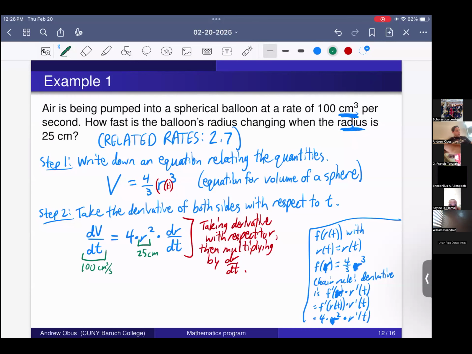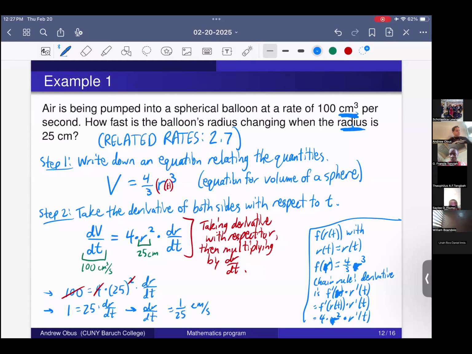So what we end up with as an equation is 100 equals 4 times 25 squared times dr/dt. Then it turns out the 100 will cancel with the 4 and one factor of the 25. And so what we're left with is 1 equals 25 times dr/dt, or dr/dt equals 1/25. And since it's a rate of change of radius, that's going to be 1/25 centimeters per second.